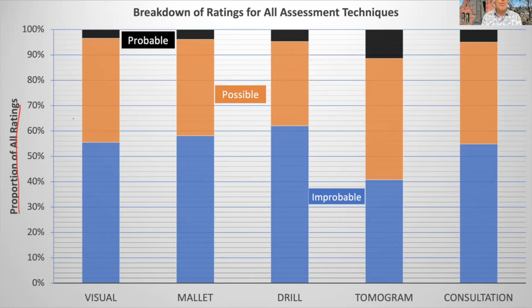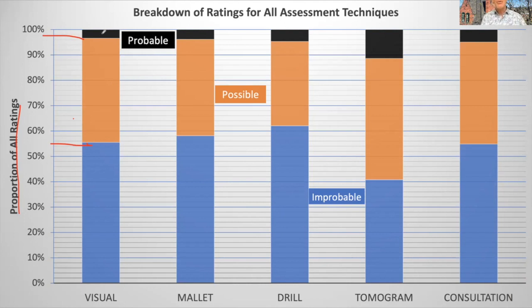So, for example, for the visual assessment technique, it looks like about 55% of the ratings, this is across all 18 assessors and all 30 trees, more than half of them were improbable. And only maybe 4% of all of those ratings were probable. And then it looks like maybe about 40% or so, 35%, were possible ratings.